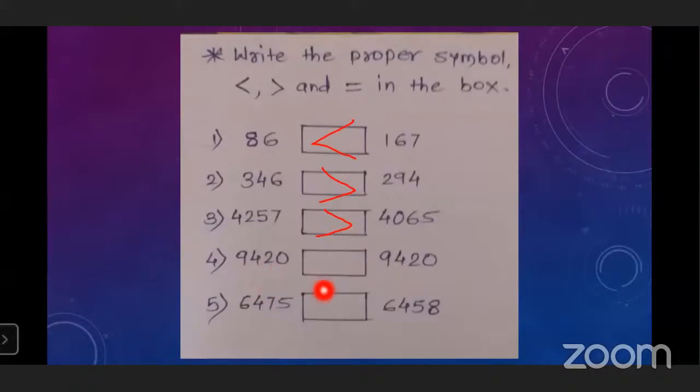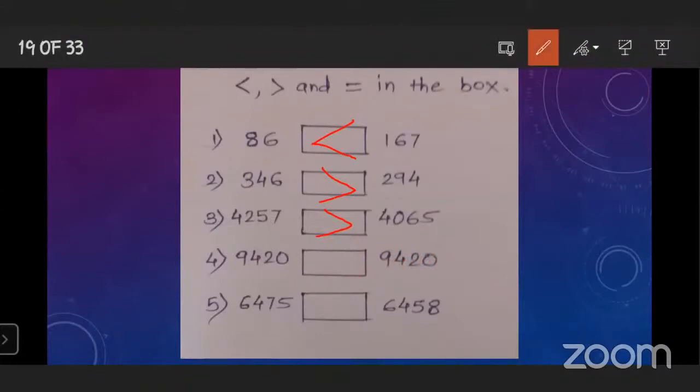Here also 2, here also 2, and after that you have to see the units place, the last place. Here also 0 and here also 0. Means both the numbers are equal. Both numbers are equal. That time which sign do we have to use? That time we have to use the equal to sign.